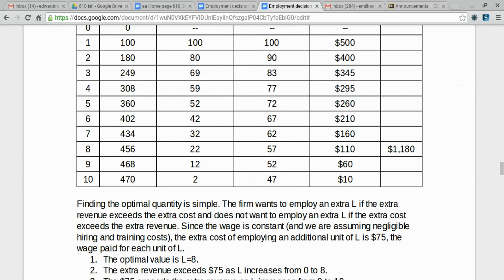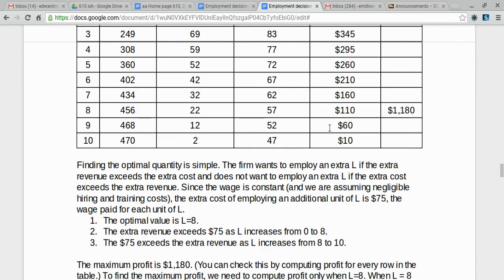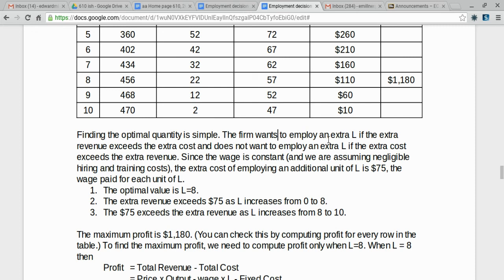With that information, we can very quickly determine that the optimal value for L is 8. The extra revenue exceeds $75 for the first, second, third, fourth, fifth, sixth, seventh, and 8th unit of L. All those numbers in that table are above 75, but the extra revenue is below 75 for the 9th and 10th unit of L. The maximum profit is 1,180.